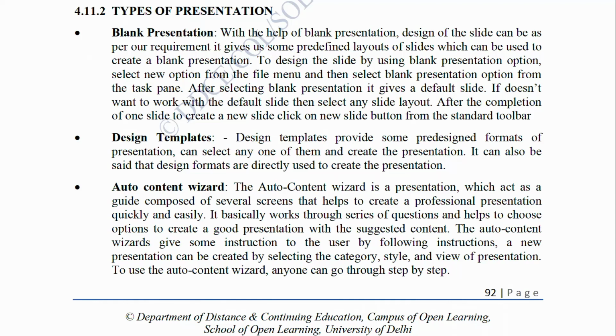Next point, auto content wizard. The auto content wizard is a presentation which acts as a guide composed of several screens that helps to create a professional presentation quickly and easily. It basically works through a series of questions and helps to choose options to create a good presentation with the suggested content. The auto content wizard gives some instructions to the user to follow. A new presentation can be created by selecting the category, style and view of the presentation. To use the auto content wizard, anyone can go through it step by step.